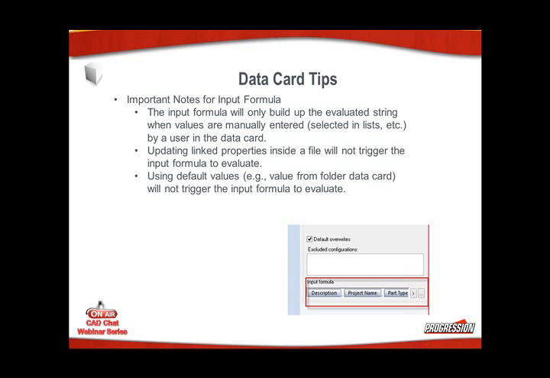Also, updating linked properties inside a file will not trigger the input formula to evaluate. What that means is, let's say we have a linked variable like description inside of a SOLIDWORKS drawing or part. If I were to update the description custom property inside the part or drawing, that will not trigger an update to evaluate that control on the data card. So it won't help. Using default values from the folder data card also will not trigger the input formula to evaluate. So we can't really update those variable formulas if the data input is updated from the folder data card.